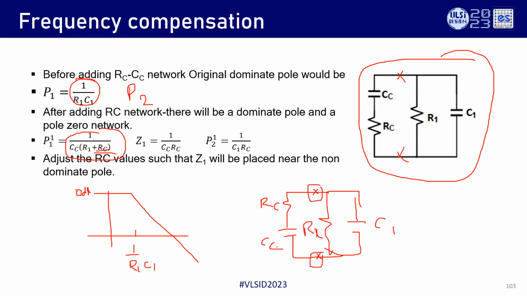And as I said, CC is far higher. This pole originally will move back. So this is before compensation, and after compensation, this node will move here. The dominant pole will be moved, and it is mostly dominated by CC and the op amp output impedance. Then a pole-zero doublet forms.